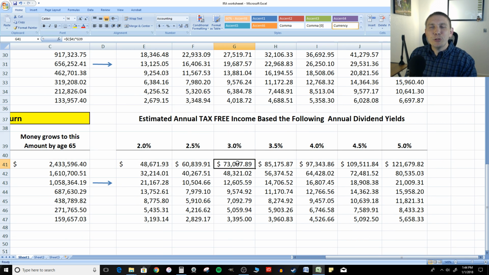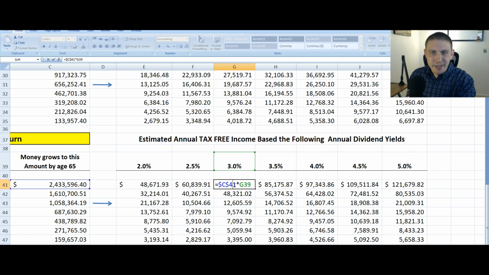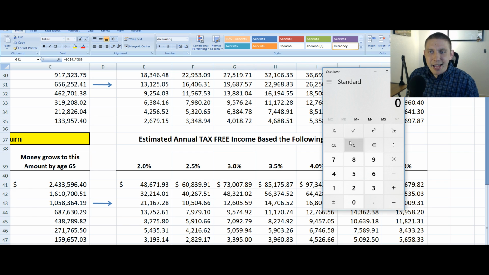Well, come over here. I think we could reasonably get a 3% dividend yield. Easily. So let's do the math on that. 3% is this number right here, 73,000, and that's this 3% multiplied by the total value of that person's account. So $73,000 per year is the annual income. $73,000 divided by 12 is a tax-free income of $6,000 a month.